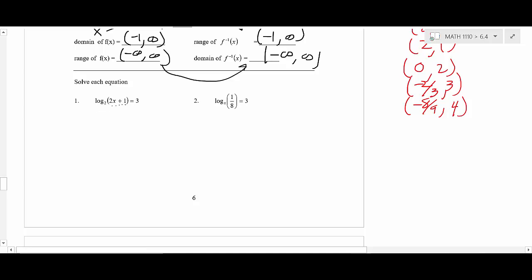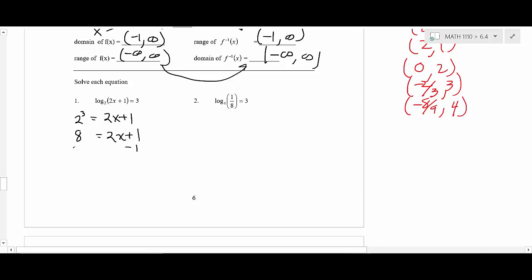So if you wrote this in exponential form, how would this go on problem number 1? What would you say? 2 to the third equals 2x plus 1. Okay, that's what I mean when I say exponential form. So these problems are real simple to solve. Once you get these past the exponential form, then it's easy. This 2 to the third would be 8. Then you'd have 2x plus 1, like that.